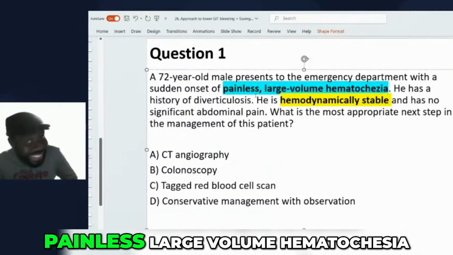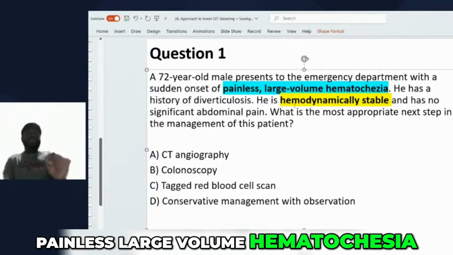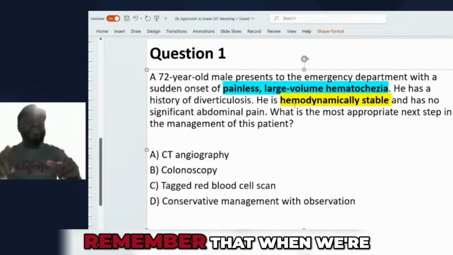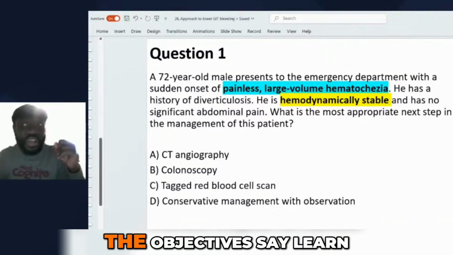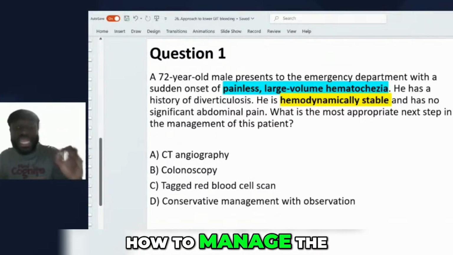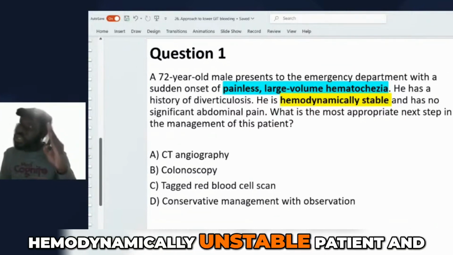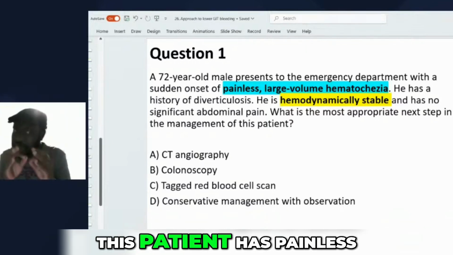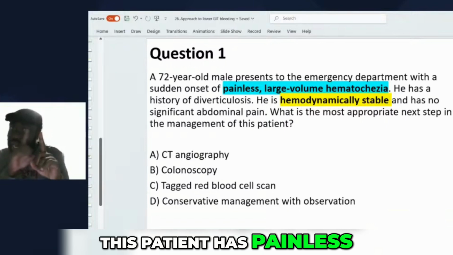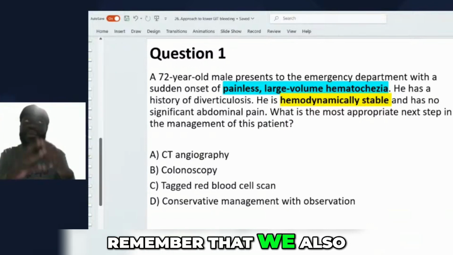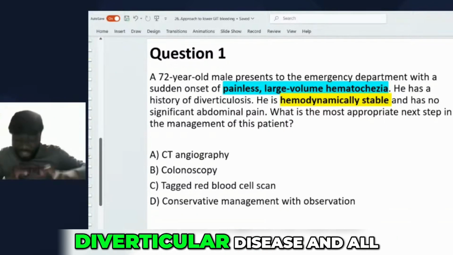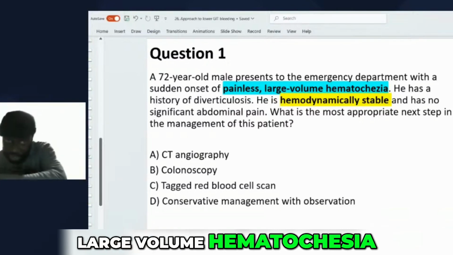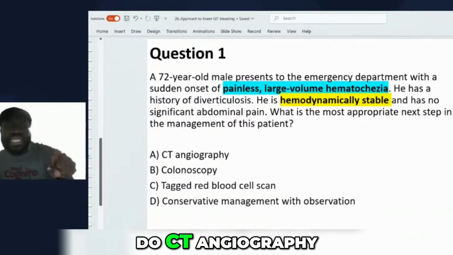Okay, painless. Large volume hematochesia. Next point, patient is hemodynamically stable. Remember that when we're learning the objectives, what the objectives say, learn how to manage the hemodynamically unstable patient and the hemodynamically stable patient. Remember, this patient has painless large volume hematochesia. Remember that we also said in the beginning that diverticular disease and all that are one of the main causes of large volume hematochesia. Now, are you going to do CT angiography?